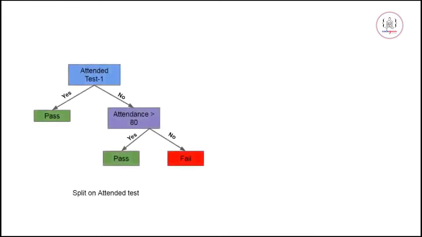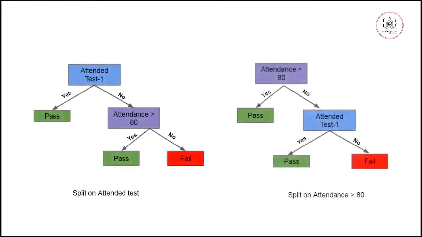Here we can have different possible decision trees. If you consider, we can have this decision tree on the left and this decision tree on the right. We have two features in our data set, and the number of possible decision trees is 2 here. If you have n features, you can have n possible decision trees. On the left, the first split is done on attended test, and on the right, the first split is done on attendance.